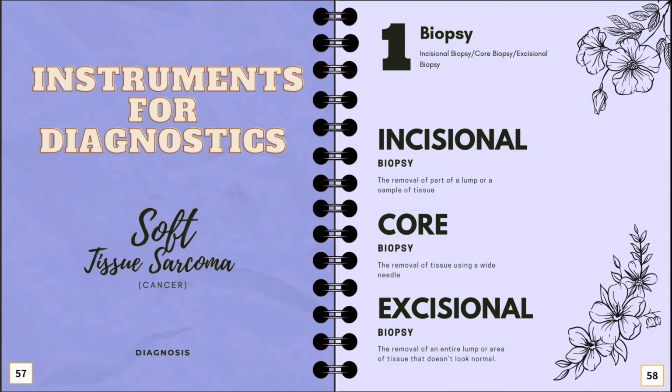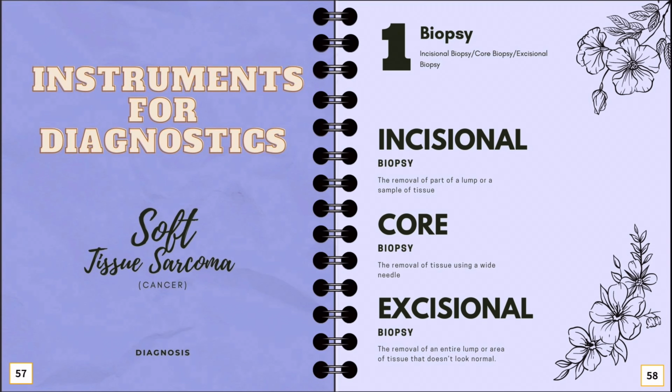Diagnostic instruments for soft tissue sarcoma. There are many instruments that can be used to diagnose soft tissue sarcoma, namely biopsy, CT scan, MRI, and PET scan. Let's look into biopsy. A biopsy is the removal of a small amount of tissue for examination under a microscope. Other tests can suggest that cancer is present, but only a biopsy can make a reliable diagnosis. There are different types of biopsies, such as incisional biopsy, core biopsy, and excisional biopsy.